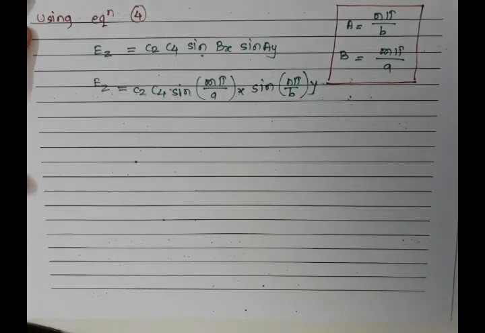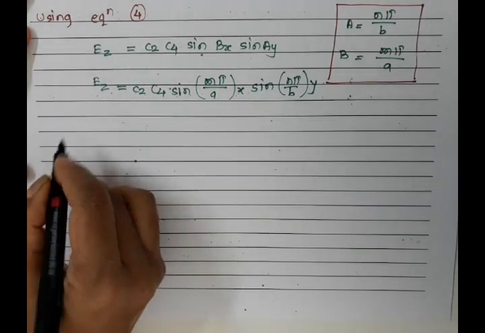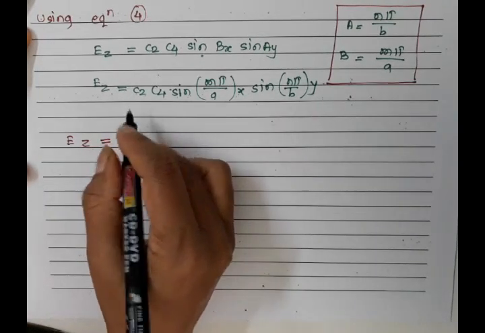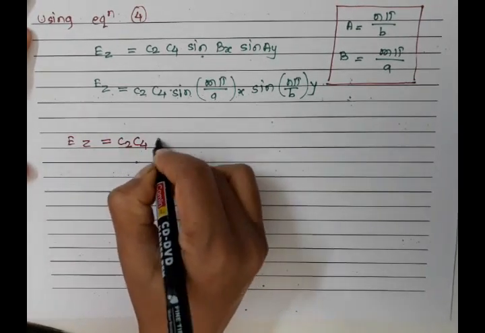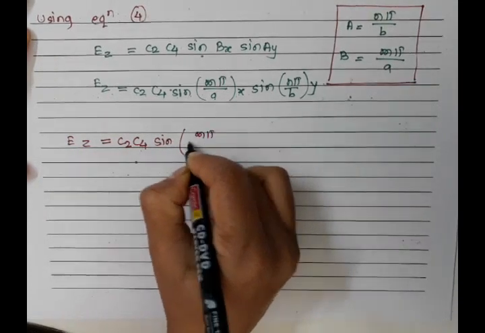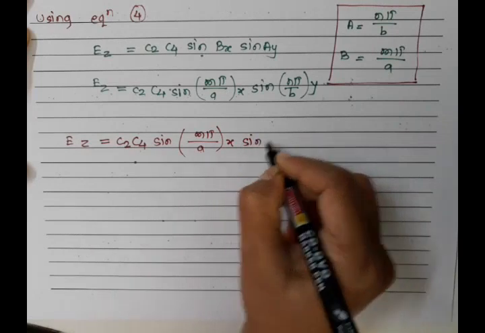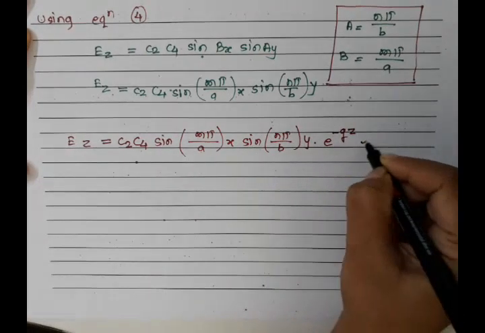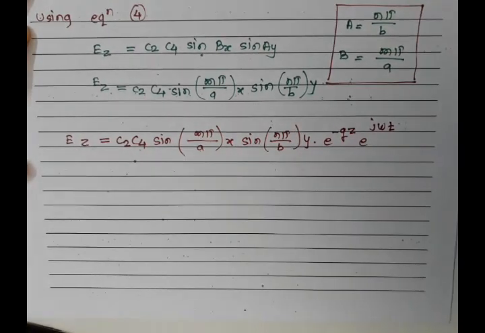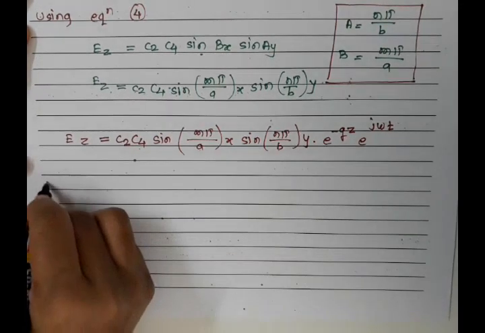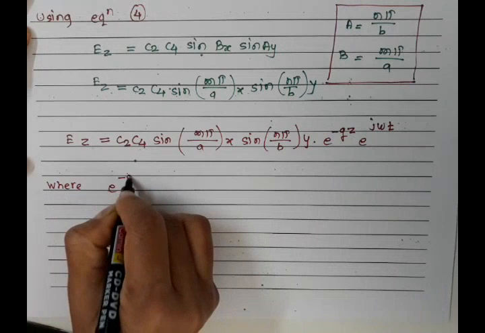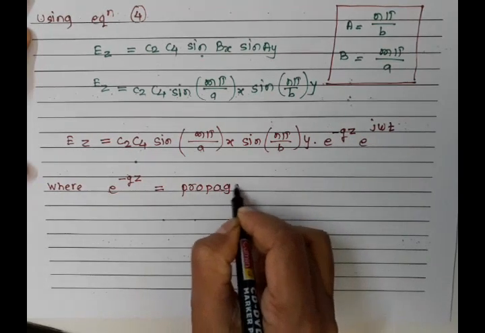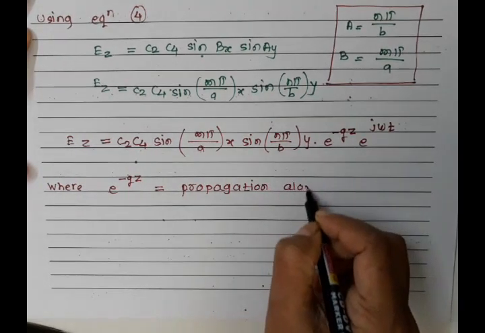Now if I am going to write this particular equation, this is very important, so I'll write this equation again. Ez is equal to C2 C4 sine of m pi by A x sine of n pi by B y e raised to minus gamma z e raised to j omega t. So this is how I am writing my equation. Now why? Because this e raised to minus gamma z represents that your propagation is along the z direction.